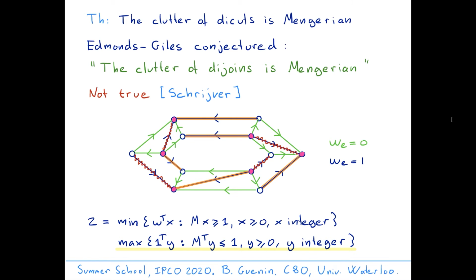Now, are orange and red 2 different dijoins? The answer is no. You have a directed cut which is disjoint from the red edges, so the red edges don't form a dijoin.